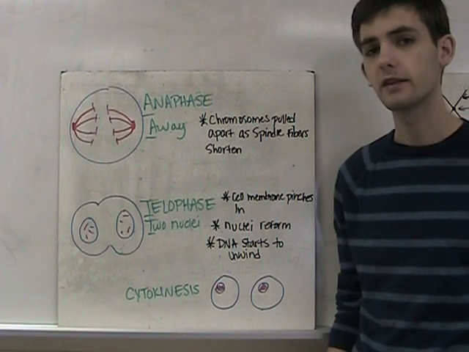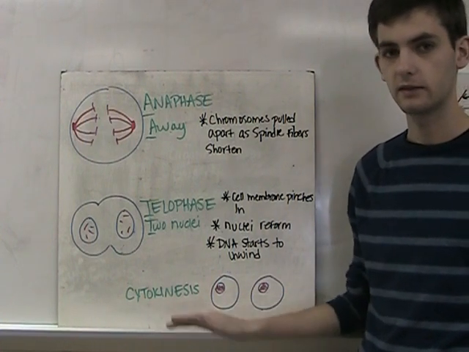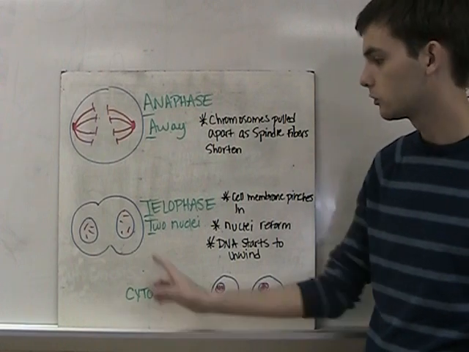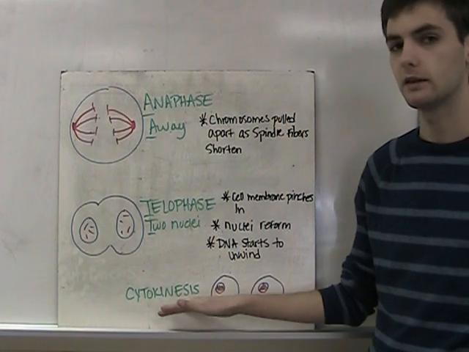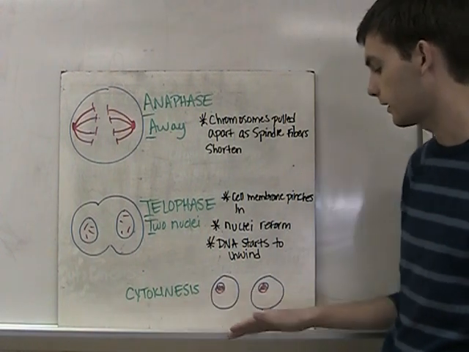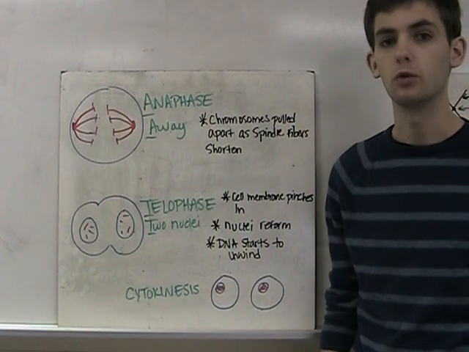The last part of the cell cycle is cytokinesis. This is when the cell cytoplasm divides. So mitosis is just the nucleus dividing. Cytokinesis is the splitting or dividing of the cytoplasm. This is when you actually get 2 completely identical daughter cells.